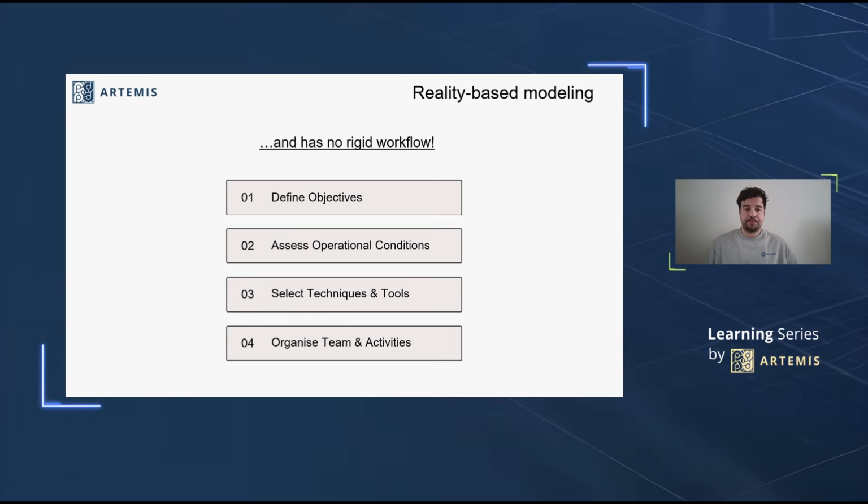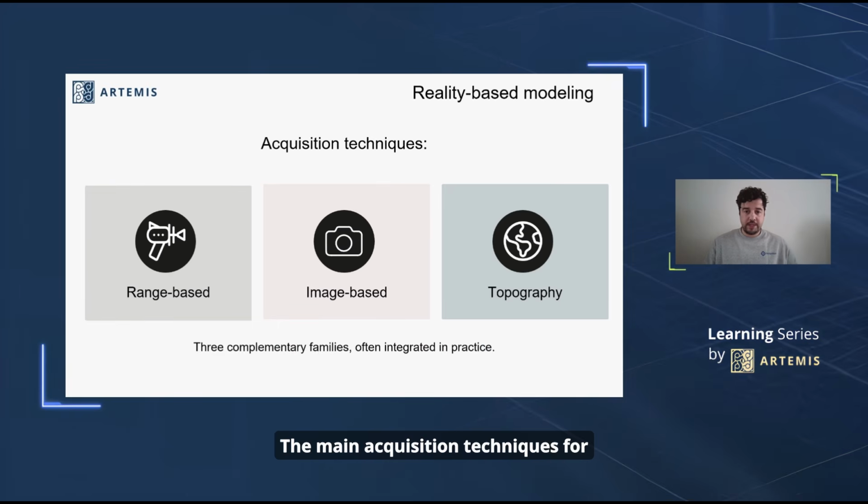The main acquisition techniques for three-dimensional reconstruction can be grouped in three complementary families: range-based, image-based, and topographic techniques. In practice, these techniques are often integrated. Range-based methods can provide dense and highly accurate point-based geometry. Image-based methods are used to collect geometrical data with high chromatic detail, while topographic techniques are particularly suitable for acquiring highly accurate point information for metric control and georeferencing purposes.